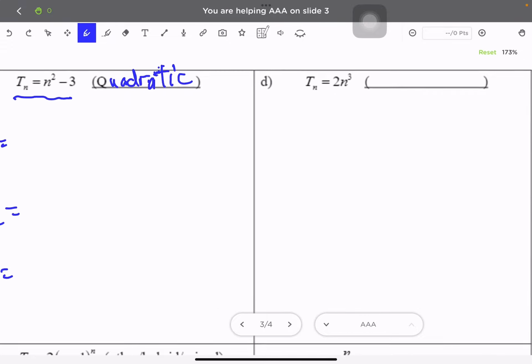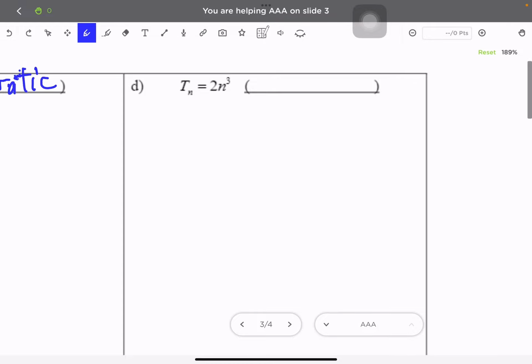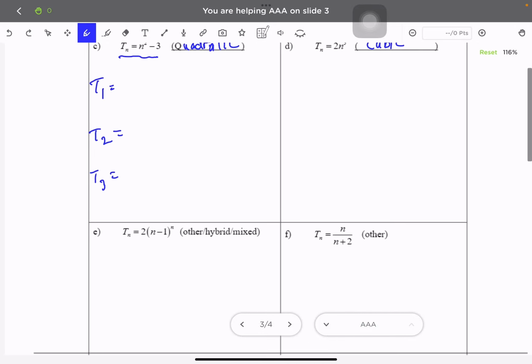Okay, part D, now the Tn is equals to 2n to the power of 3. Power of 3 is no longer quadratic. This is called a cubic. Okay, so for the first three terms, find for me.